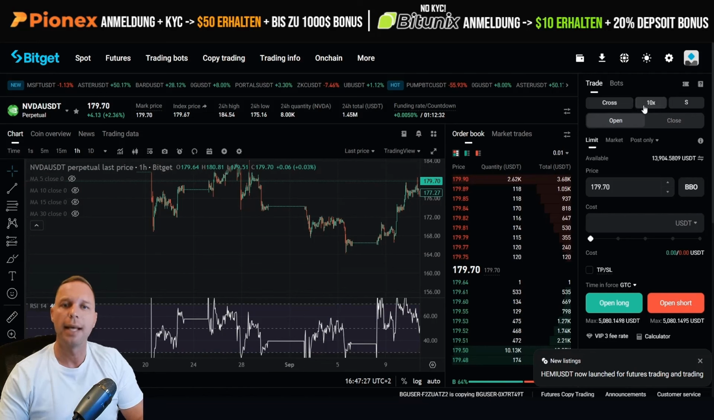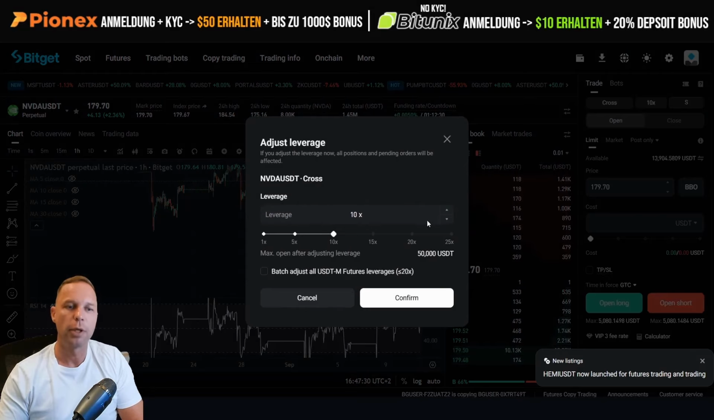But with each asset, you also have different maximum leverage options. In this case, you can see that with 10 times leverage, we can open a position of up to $50,000.